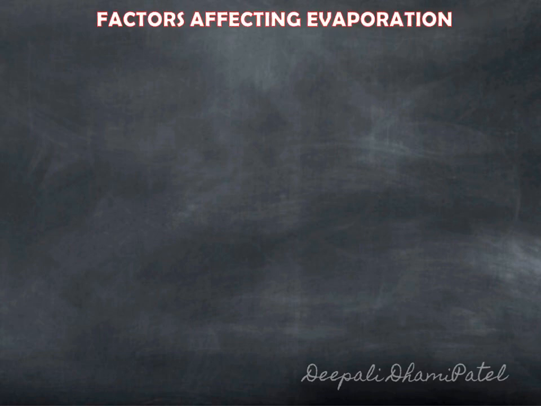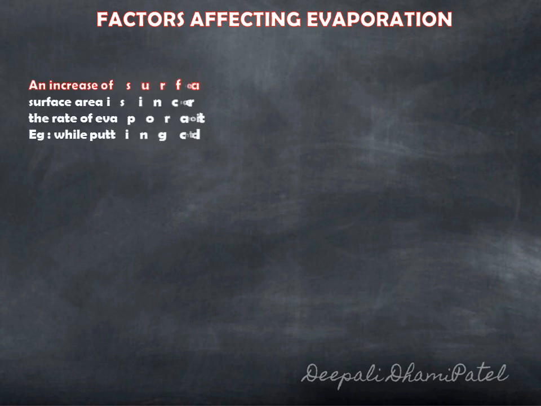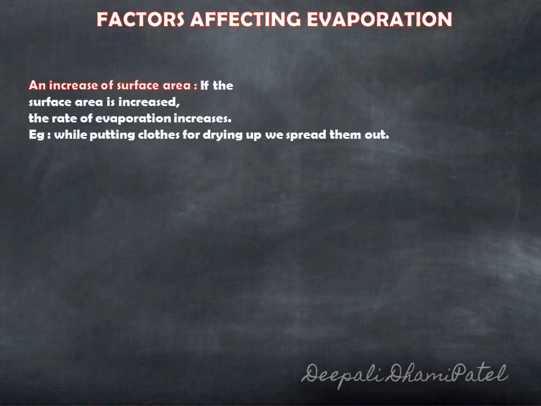Now let us see the factors affecting evaporation. An increase of surface area. If the surface area is increased, the rate of evaporation increases, because we understood that evaporation is a surface phenomenon. So if the surface area is more, evaporation will be more. The example is, to dry any clothes, we spread the clothes, and so the surface area of clothes increases and the drying or evaporation of water from the clothes occurs faster.